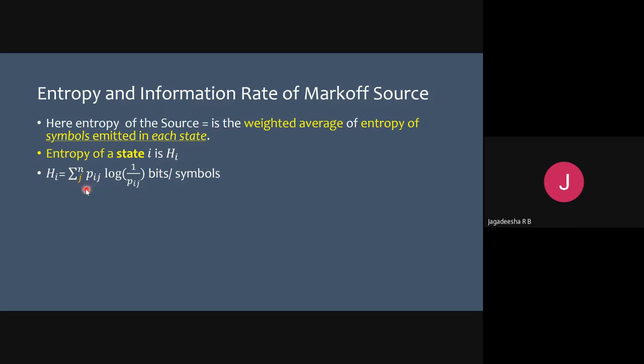So Pij indicates what? i is the current state, j is the next state, because this is a dependent source. So here, the transition probability from state i to state j. What is the value? Similarly, log of 1 by Pij. So this has to be calculated for all possible states.